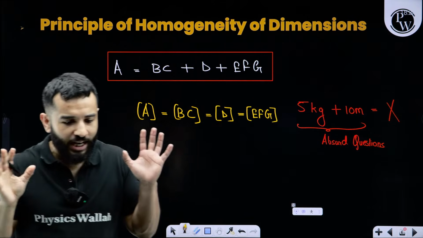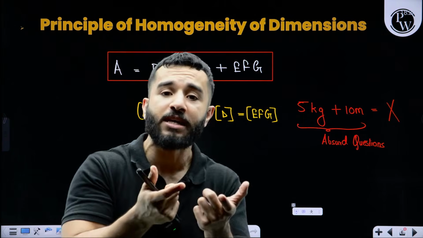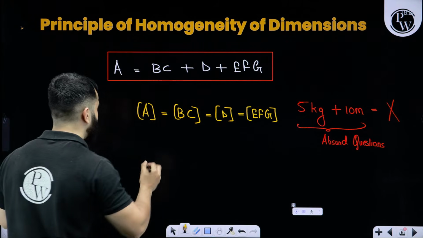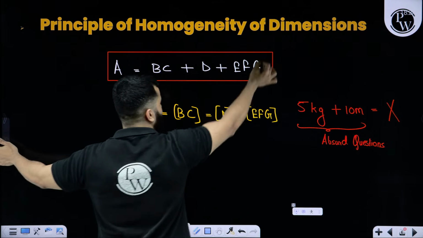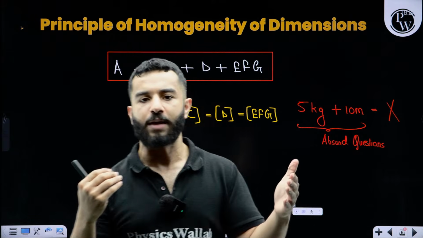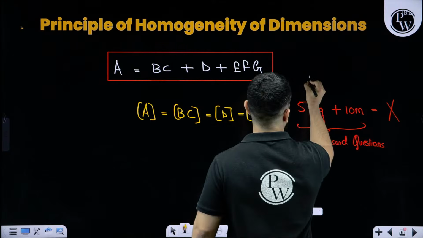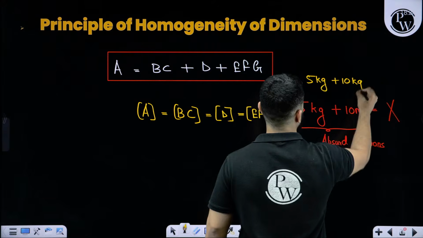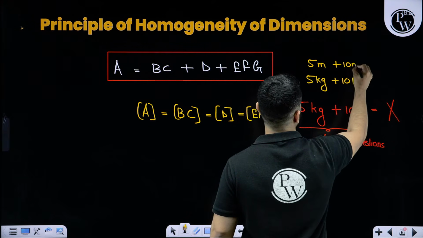Right now I don't care about the dimensional formula of only B or only G. I know one thing, that if, let's suppose, this is Newton, then this will be Newton, this will be Newton, and this entire thing will be Newton, because only similar physical quantities can be added. Got it? You can either write 5 kilogram plus 10 kilogram, or 5 meter plus 10 meter.